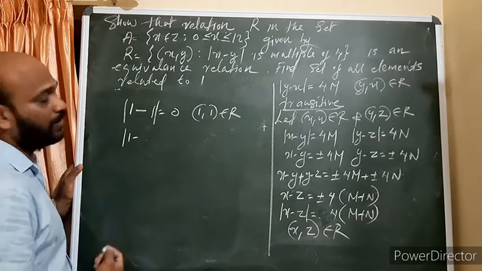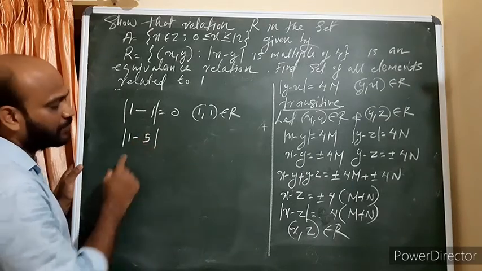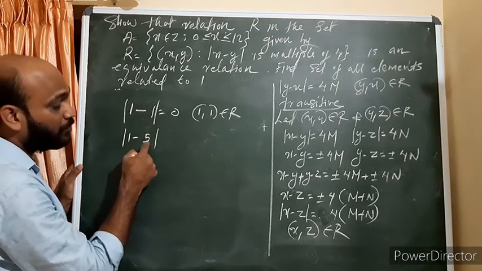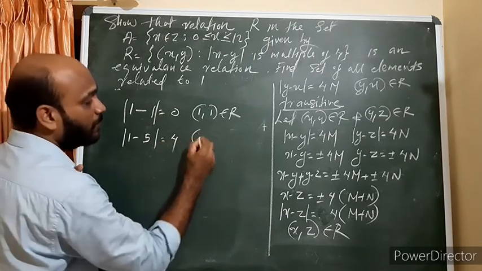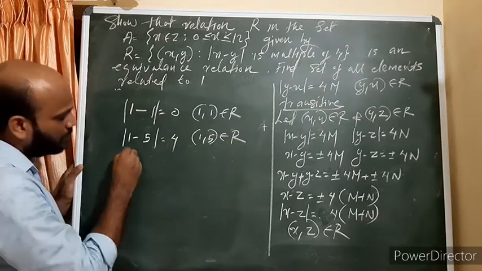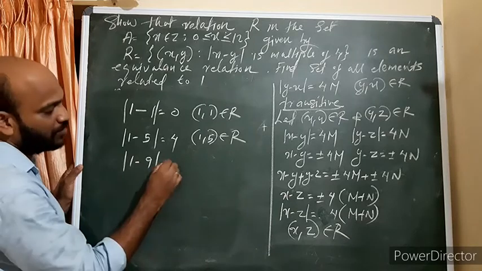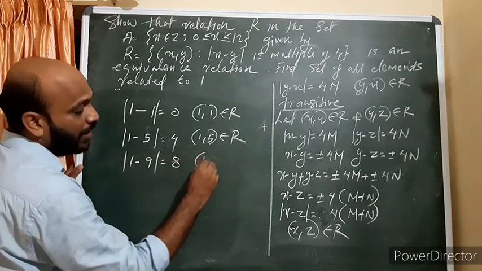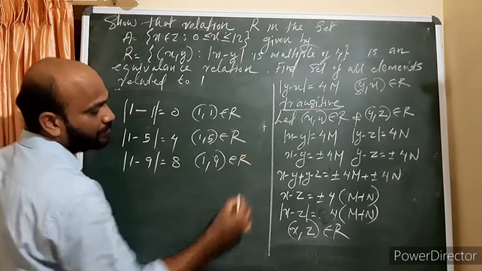Like that you have to find. 1 minus 5, that is mod minus 4, that is 4. And 4 is a multiple of 4. So, 1 is related to 5. (1, 5) belongs to R. Now, modulus of 1 minus 9 is equal to 8. 8 is a multiple of 4, so 1 is related to 9.